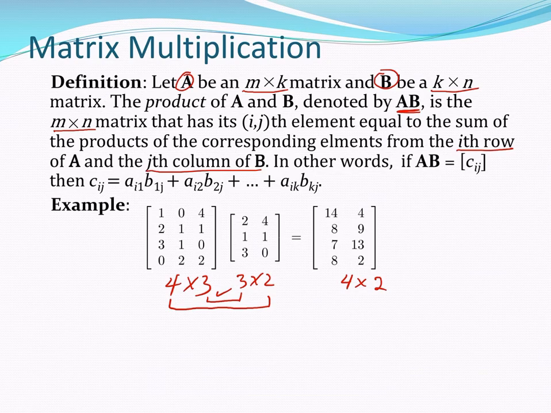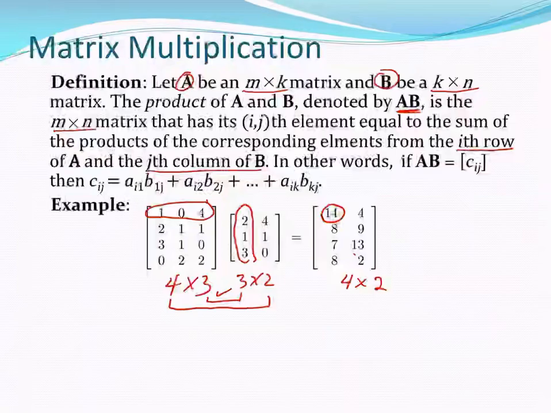How do we calculate these elements? Let's look at this 14 here. Since it is in the 1, 1 position, it is the sum of products taken from the first row of the left matrix and the first column of the right matrix. If we take the sum of products of those, you'll see that it equals 14. 1 times 2 plus 0 times 1 plus 4 times 3, and so forth.